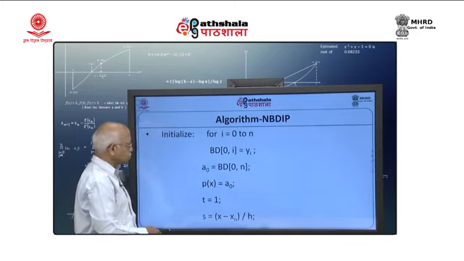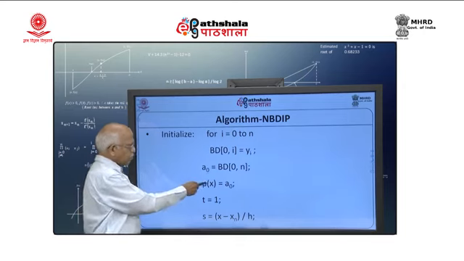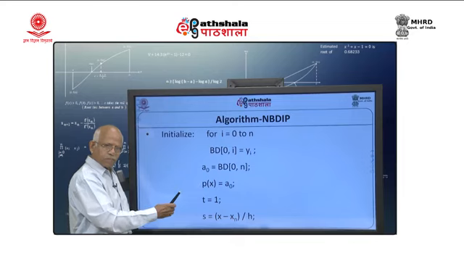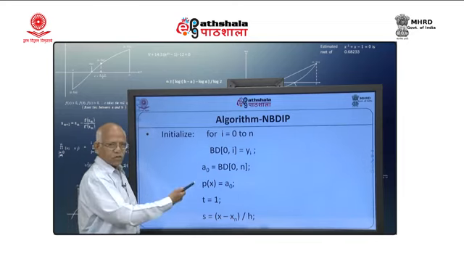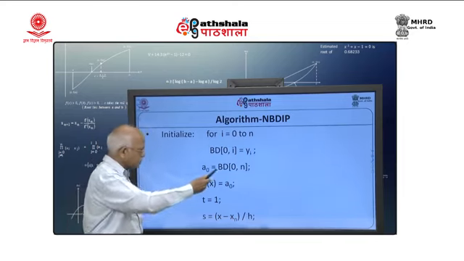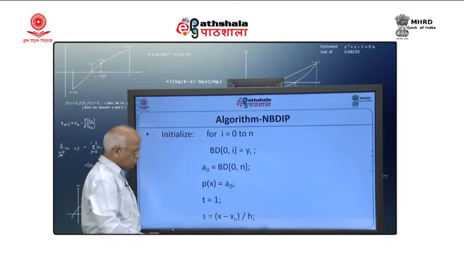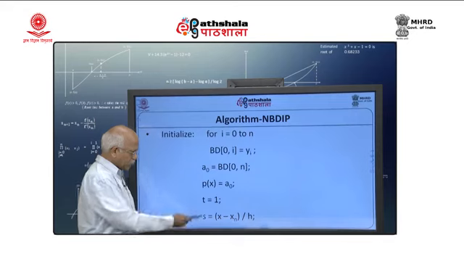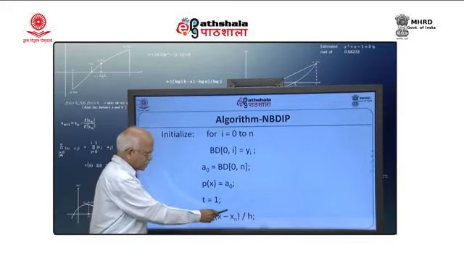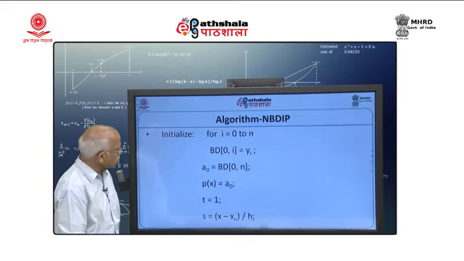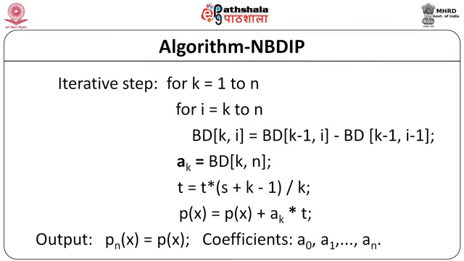So, that is b d 0 n, and p x will be initialized by a 0 first. So, that is the first term, or you can call it the 0th term, and then you go on adding subsequently the terms like that, and term is initialized by 1. So, t equal to 1, and your s is taken as x minus x n by h. So, these are all the initializations done, and then we are calculating here the iterative step like this.